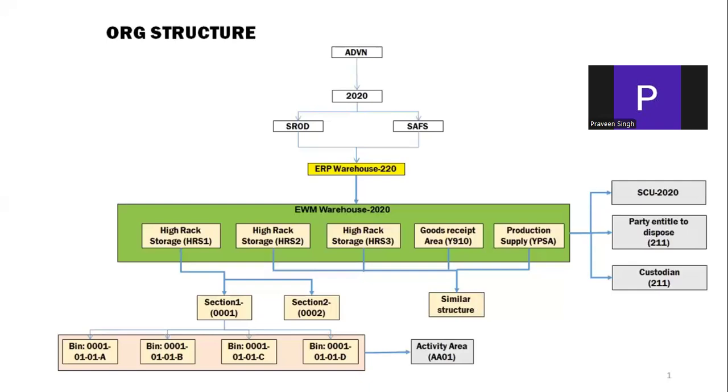And also we do have a third party entity to dispose. For example, we have some goods which need to be disposed, whether they can be returned by the customer or they have expired, or are simply present in the warehouse, so those need to be disposed from time to time. So we have those as well, the party entitled to dispose. And we also have a custodian as well. I will explain the other things in the next slide.